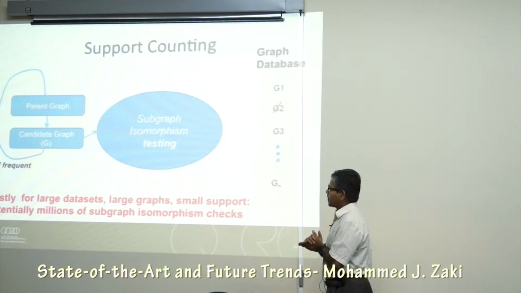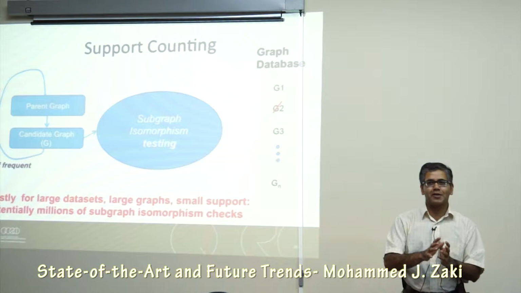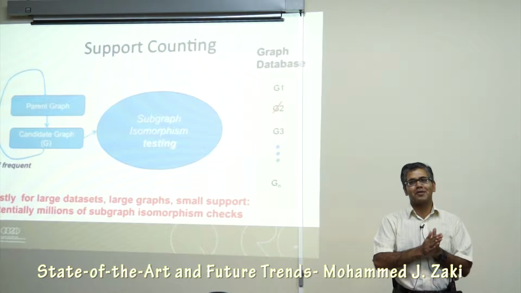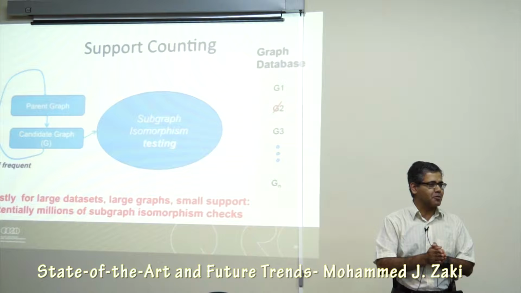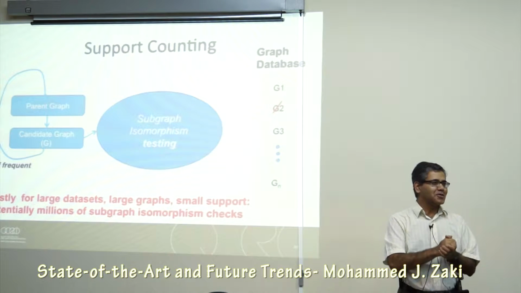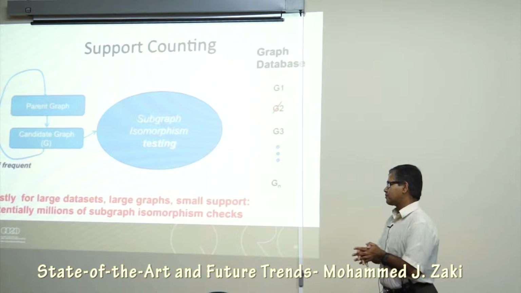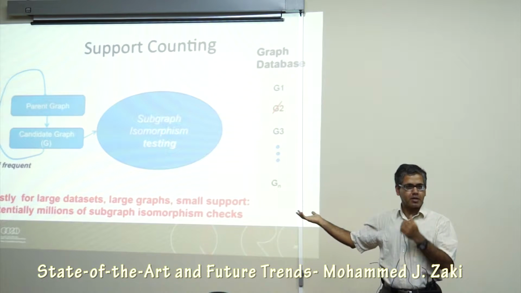And like I said, subgraph isomorphism checking is an NP-hard problem. But actually there is good news and bad news. The good news is that almost every data mining problem is NP-hard. So these things we want to do are really hard problems, right? In that sense this is not unique.